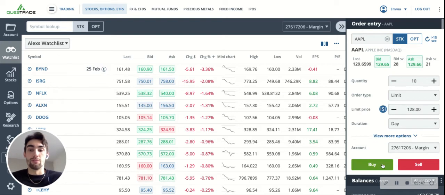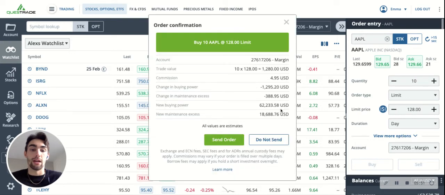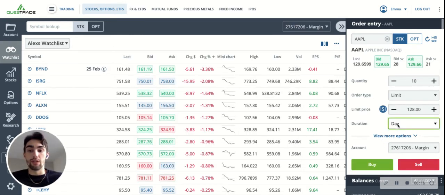So if we were to press buy, then what we're saying is, if Apple happens to drop down to $128, then we want to buy it there. 10 shares at $128 for $1,280 in total cost. That is a limit order. You're saying, I want the company, but I only want it at this price. And the duration, you can change the duration, but most of the time you'll go with the day.